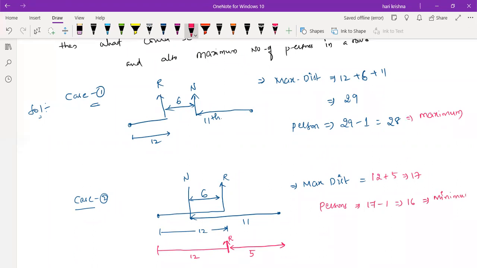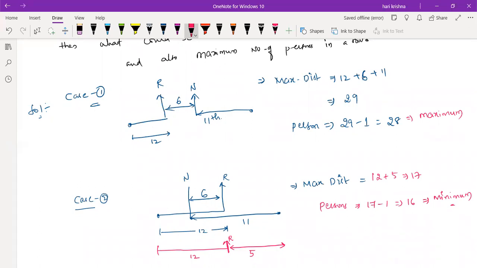Still, anyone has doubts in this? Sir, can you explain case 2 again? Yes, again. Okay.